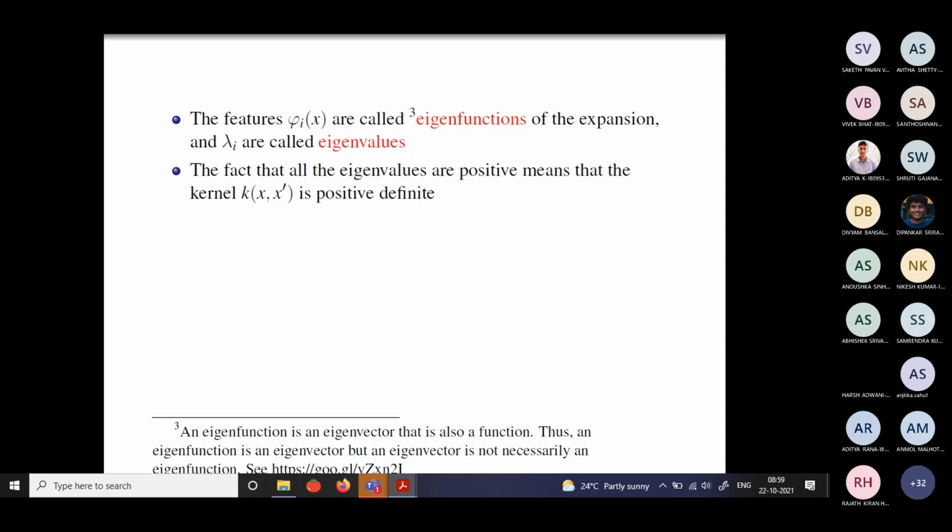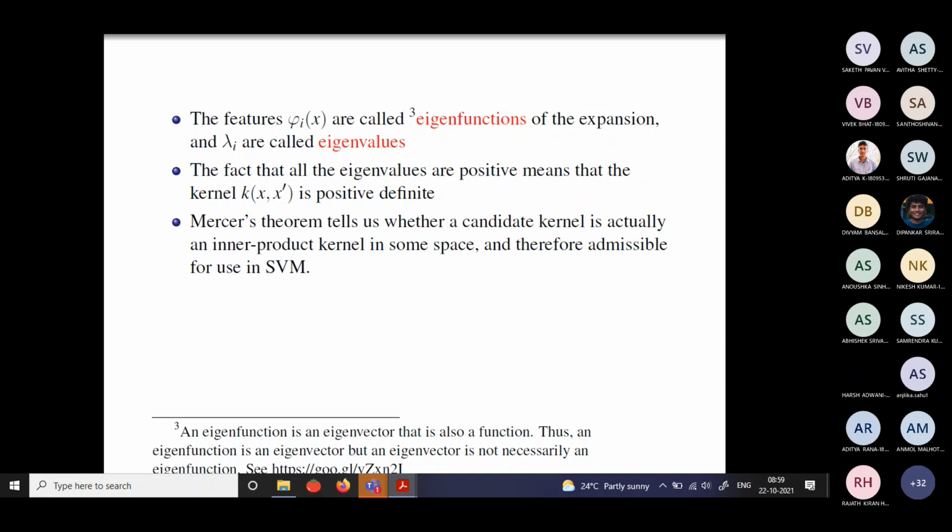So the fact that all eigenvalues are positive means that the kernel is positive definite. This is what you have to ensure, and you will come to know that from the eigenvalues themselves. So Mercer's theorem tells us whether a candidate kernel is actually an inner product kernel in some space and therefore admissible for use in SVM.